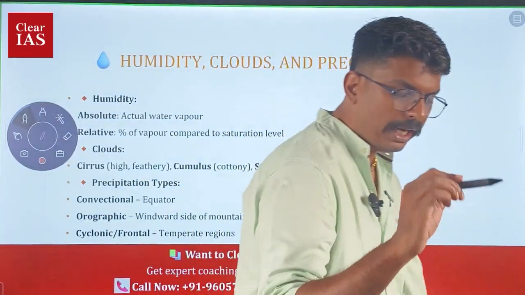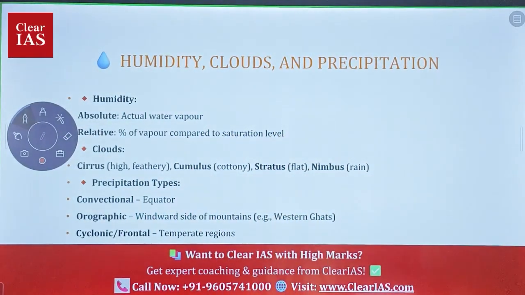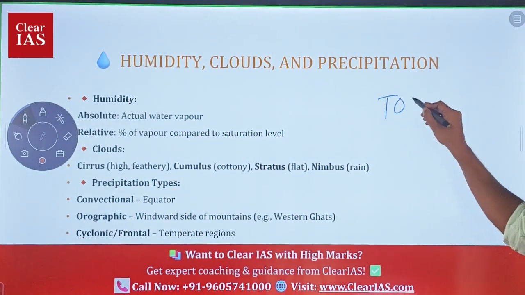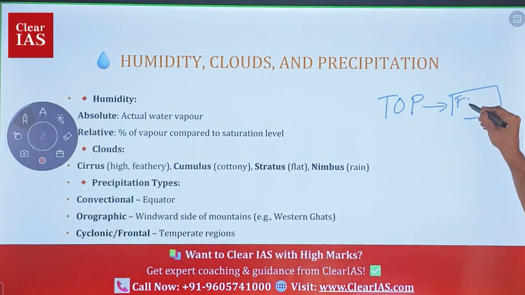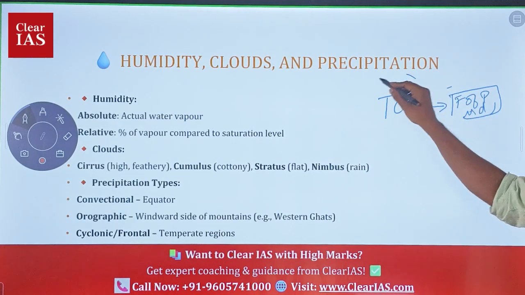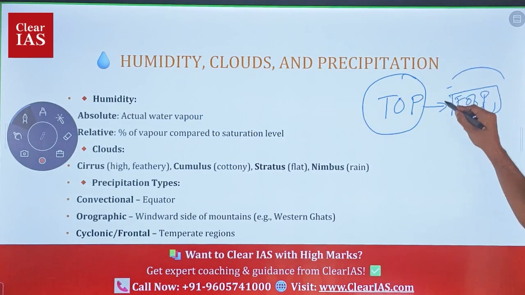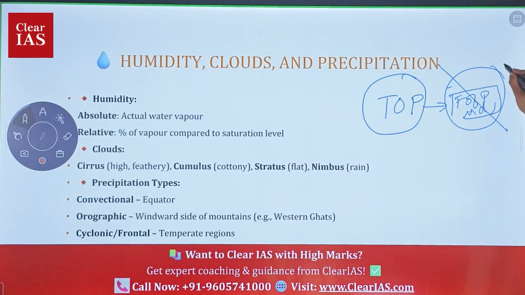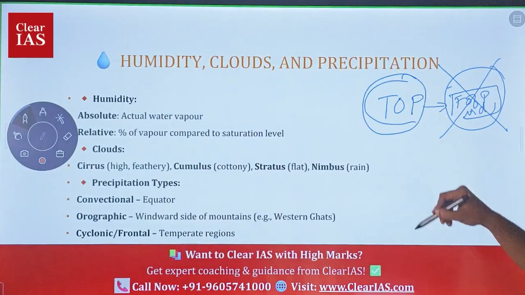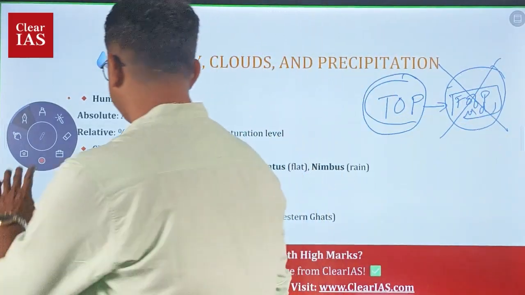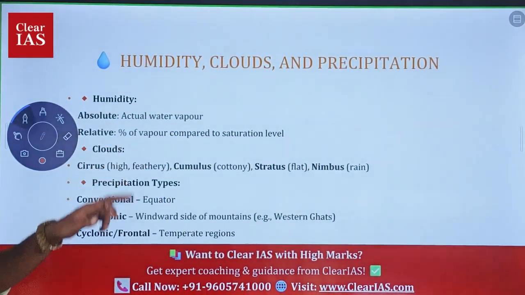Okay. So when you are writing types of precipitation, put an arrow and write down that forms of precipitation is different. Both are different: types of precipitation and forms of precipitation. Students usually confuse between these two. They both are different topics. So now we are going to study types of precipitation.